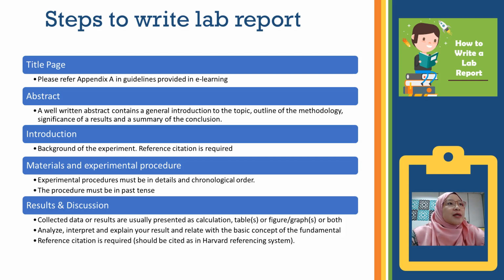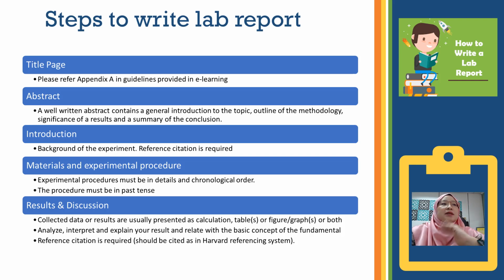Basically, a well-written abstract contains a general introduction to the topic. You need to have a little bit of introduction to the topic, an outline of the methodology that you have used in your experiment, the significance of the result, and a summary of the conclusion. The abstract is the first thing that the examiners or people read, so it has to have a summary of everything you have done. But only a short one, one paragraph.